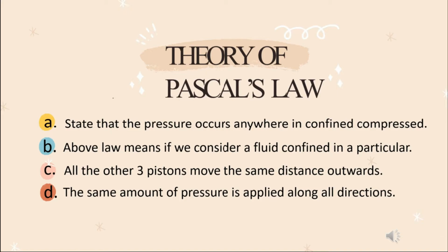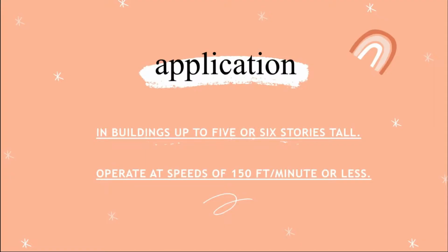Point D. A round vessel is equipped with a piston at all 4 of its ends, and when piston A is moved downwards, pressure is applied downwards. The same amount of pressure is applied in all directions so that they will move the same distance upward.